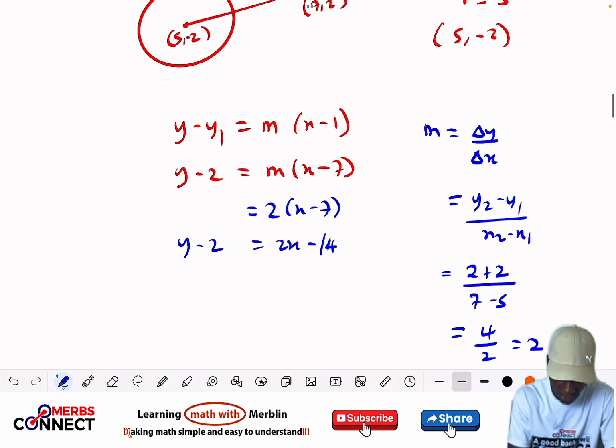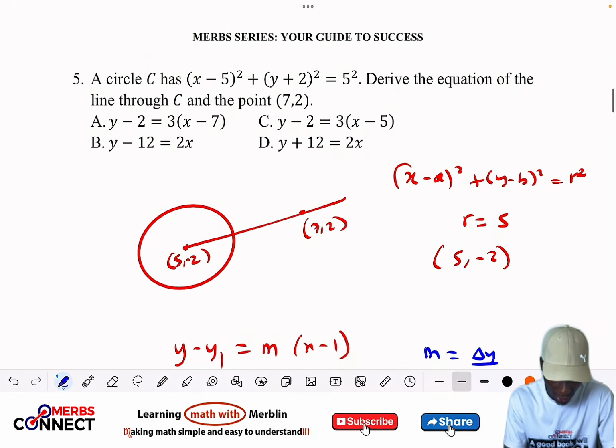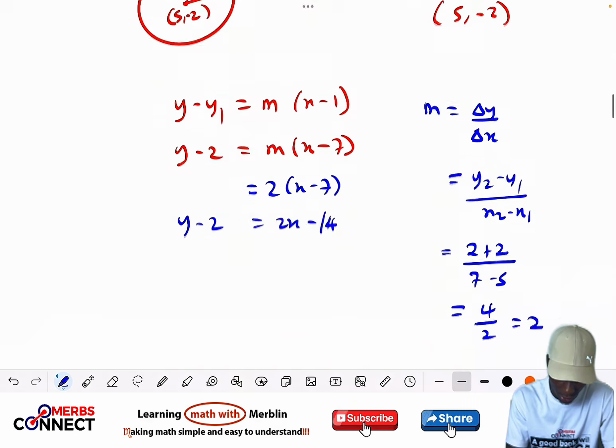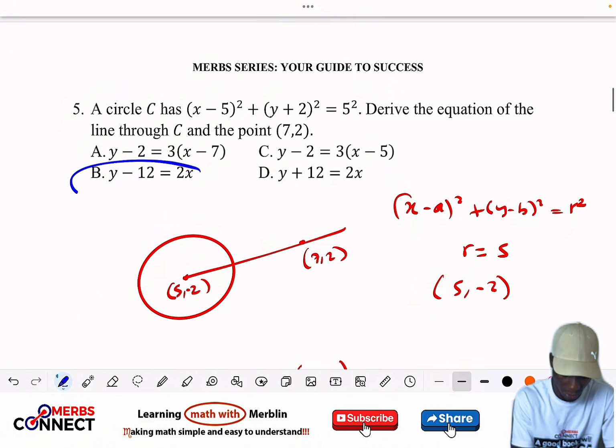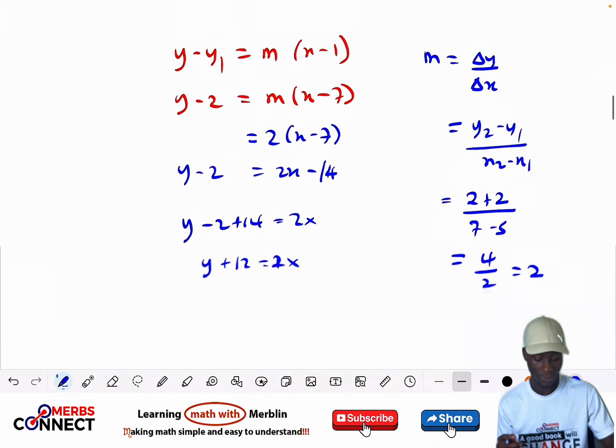And then y minus 2. So let's see how the question is being grouped. Okay, so we can write this one as minus 2 plus 14 is equal to 2x, and y plus 12 is equal to 2x. So this is very simple if you remember the formula here.